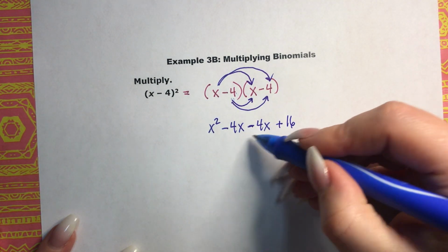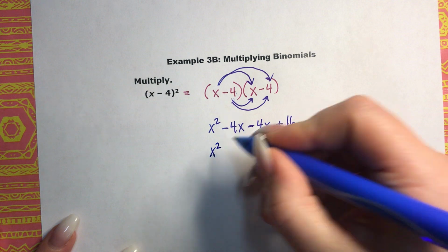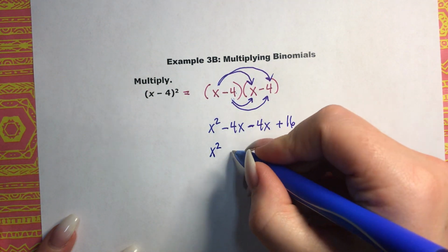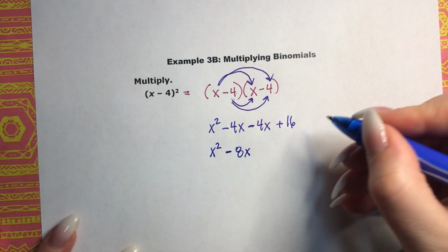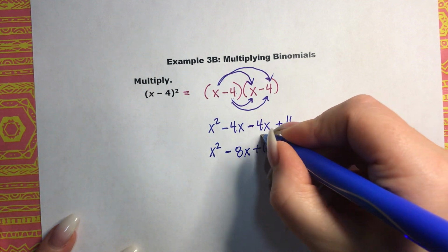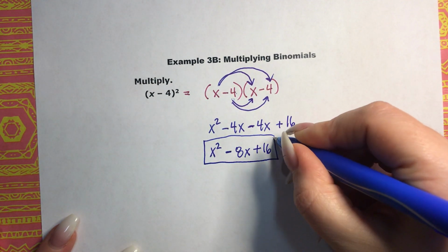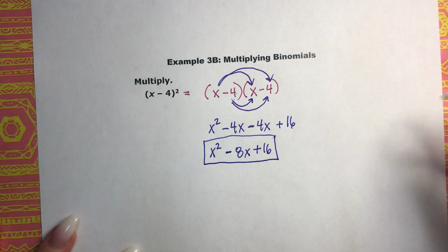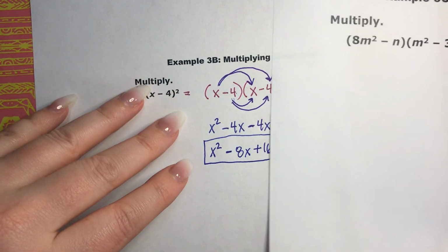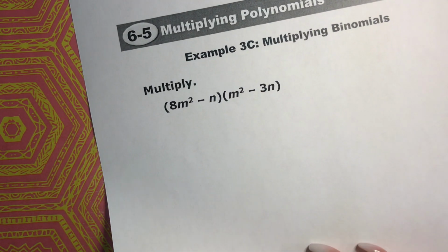And now we just simplify. We have like terms here. Negative 4x minus 4x is going to be a negative 8x plus 16. Boom, there you have it. Okay, let's look at our next example here.